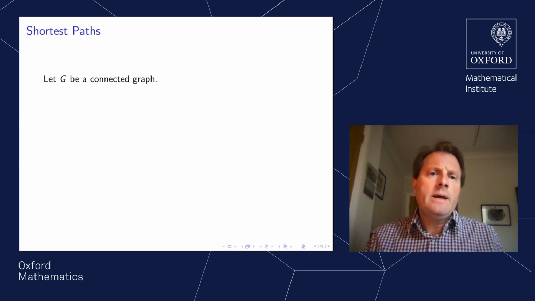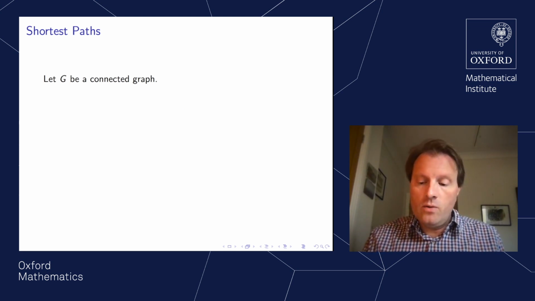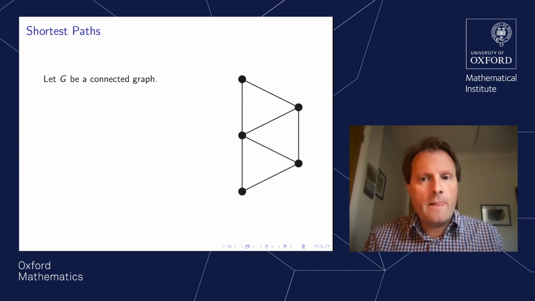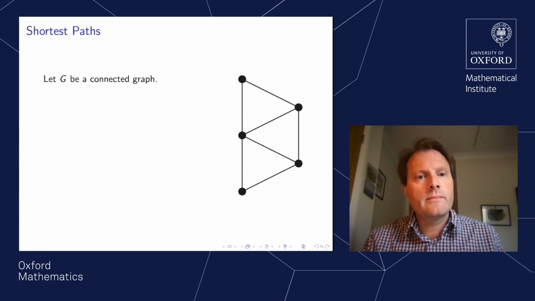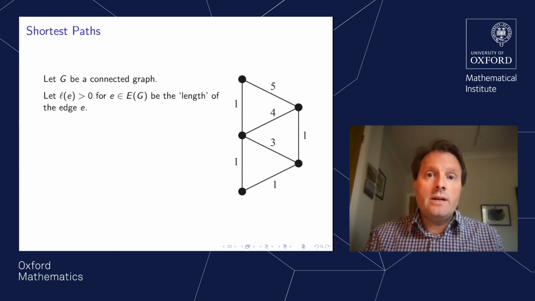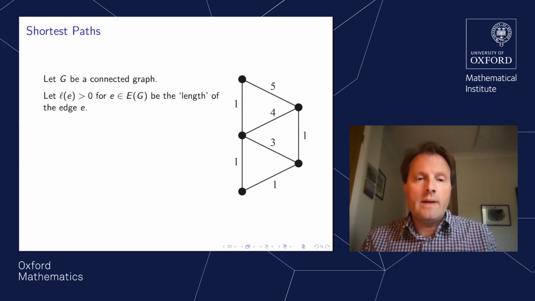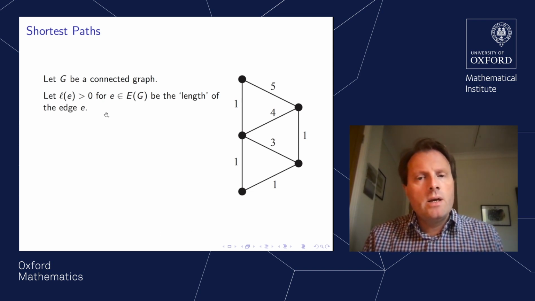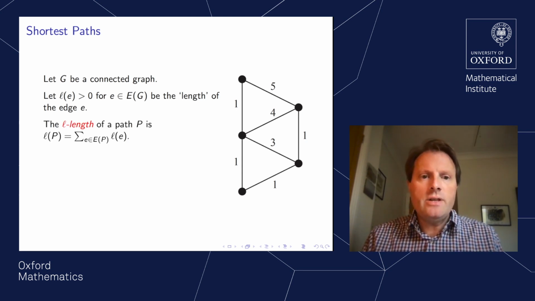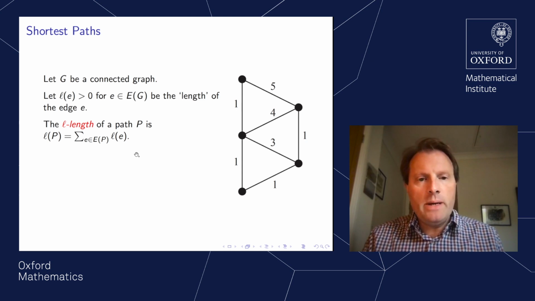So the setup is very natural, I think. You start off with G, a connected graph, say this one here. And each edge has been assigned a positive length, L of e. And so once you've assigned lengths to edges, it makes sense to talk about the length of paths. So the L-length of a path P is just the sum of the lengths of its edges.